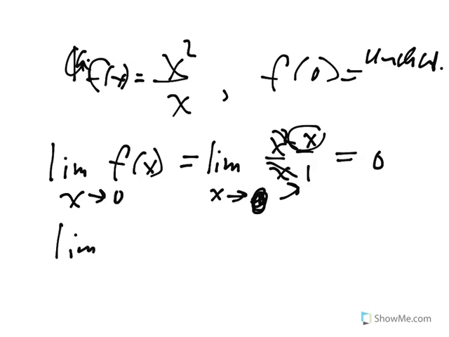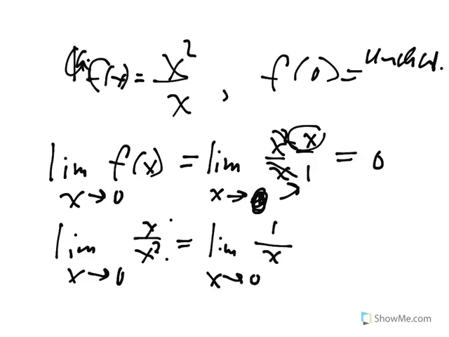If instead of f of x, I write another expression, if it was x over x squared, so that's another 0 over 0 situation. But if you're able to reduce that fraction, and after reducing the fraction you get a constant in the numerator and a variable in the denominator, then it's going to be infinity.